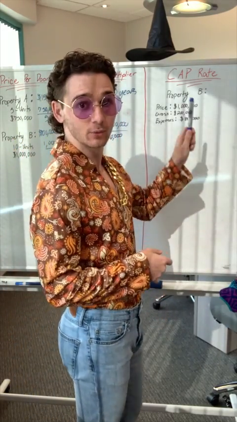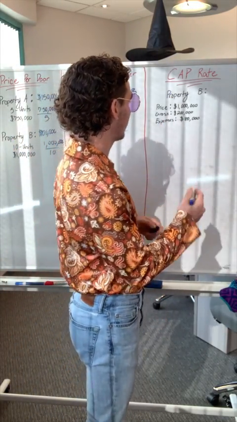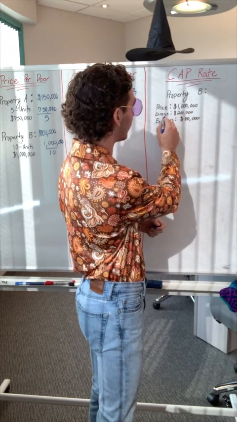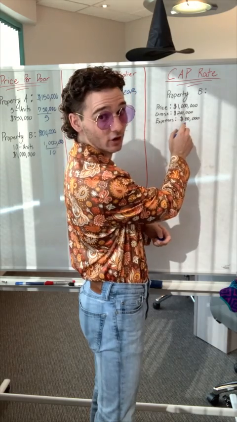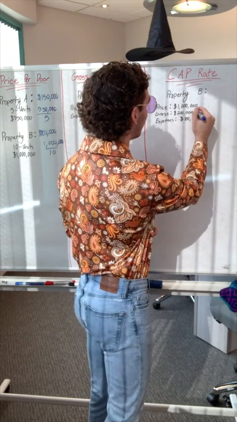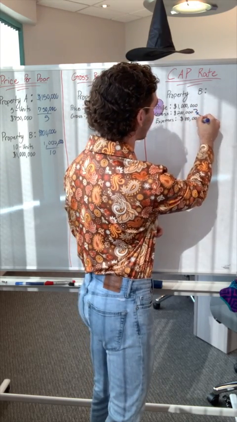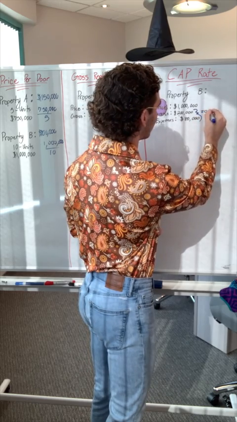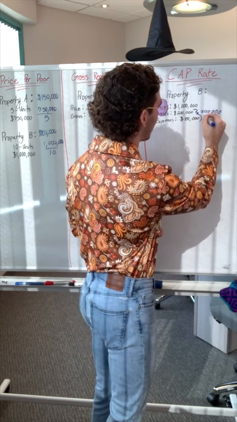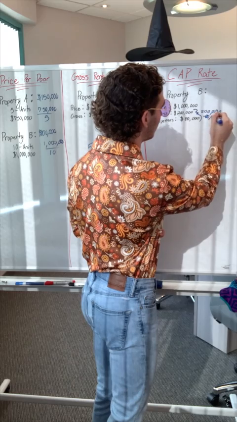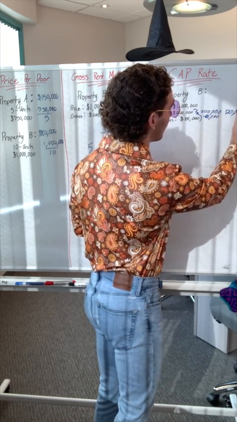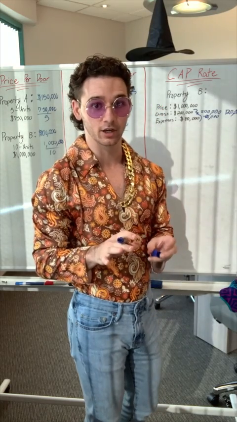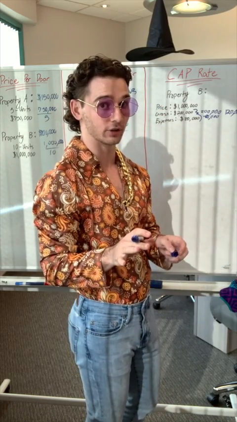So, sticking with property B, price of $1 million, we know that gross rent is $200,000, and we now know that expenses are $80,000. So, you have to find the net income. You take 200, subtract 80, and you're left with $120,000. That is what your net income is going to be after all of your expenses.